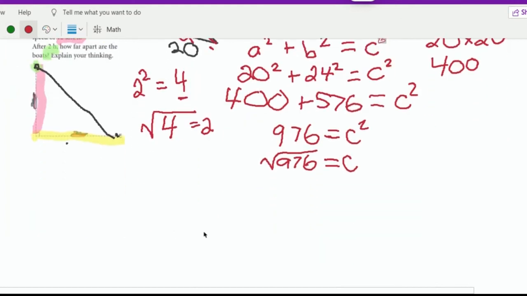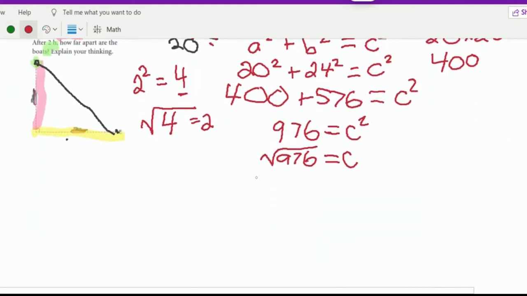And then if I wanted to use my calculator, I would just punch that in, hit my square root button, and that's going to give me a long decimal. I'm going to round to 2 decimal places. 31.24, and that's about the length of C.